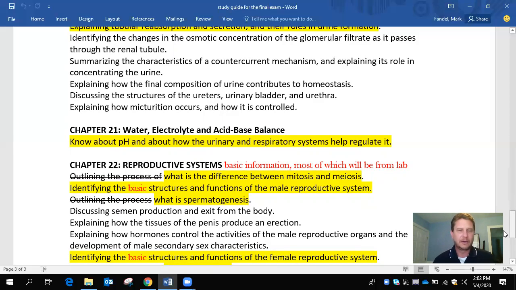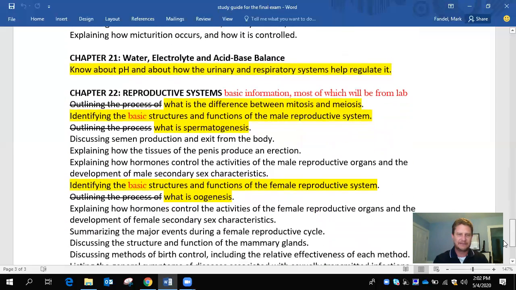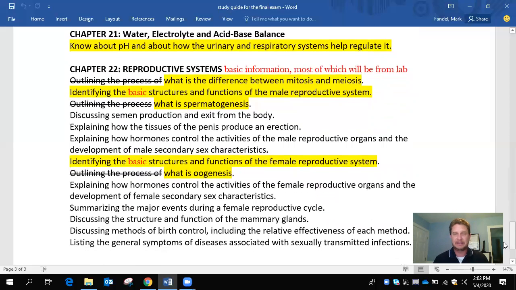Now, going into the reproductive system, which is the last one here, I just want to tell you it is basic stuff. This is not going to be anything major. This is mainly stuff you looked at in lab. The difference between mitosis and meiosis. I know you looked at some of the meiosis.